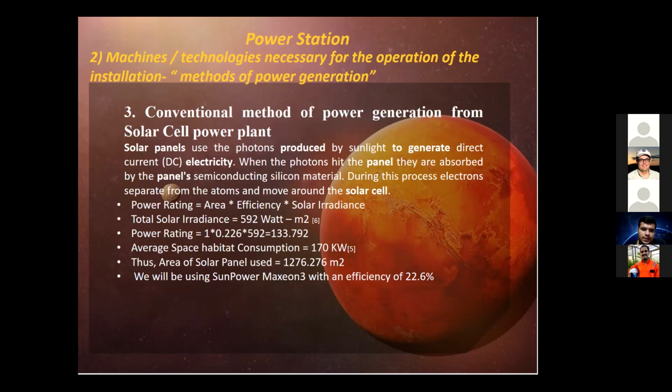We have assumed that the space habitat consumption will be around 170 kilowatts, from one of my colleague's research, and I have given the reference in the reference section. The total solar irradiance on Mars is around 592 watts per square meter. So we have calculated the power rating of the solar cell we require as around 133.792.